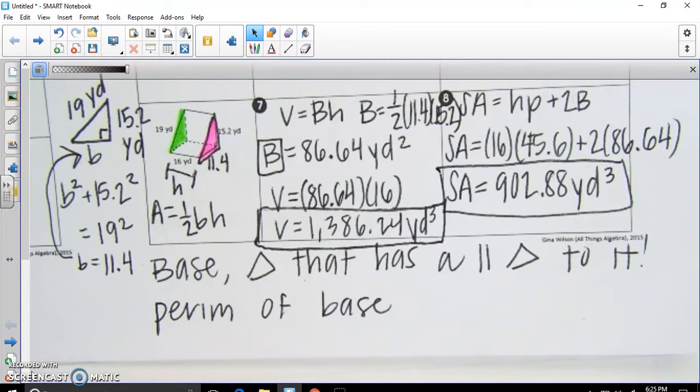And that is how you find the surface area and volume of a pyramid and a triangular prism. Good luck!